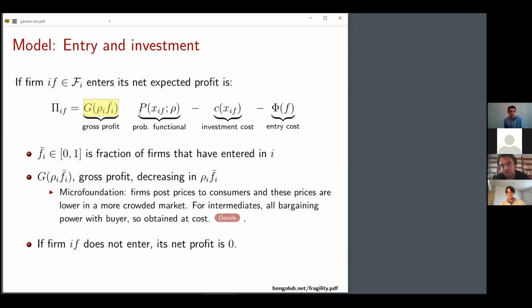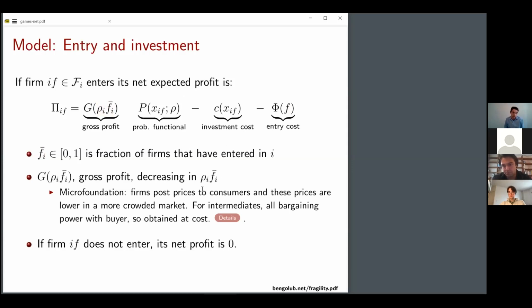And now the other difference, which I want to spend a little bit of time on, is that the gross profit that you make when you enter is now not an exogenous number, but a function of rho I times F bar I. So what is this? Rho I is defined to be the fraction of firms in your product that are functioning. And F bar is the entry cutoff in your product. So it's the last firm that enters, or equivalently the mass of the firms that enter in your product. So how should you read this? Well, it's just the mass of firms, the number of firms in your product that are managing to produce. This is the number that tried, and this is the probability that they succeed.